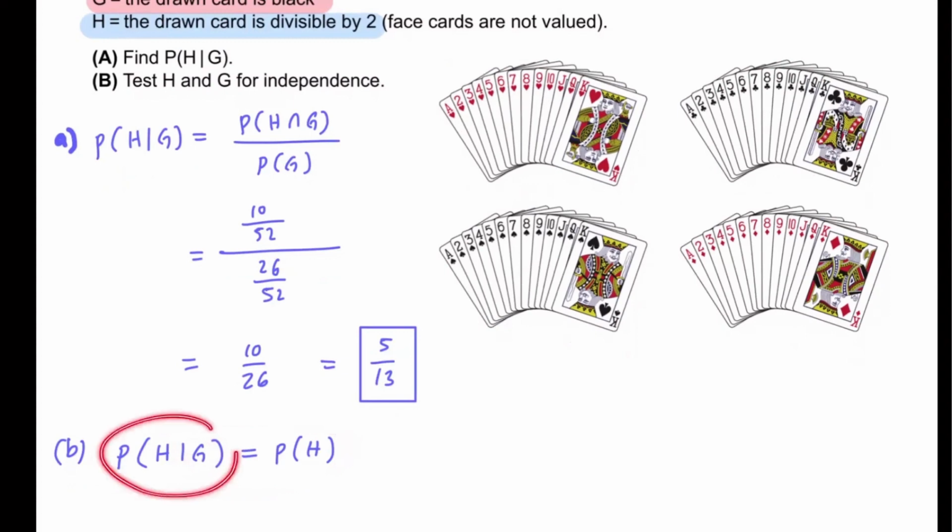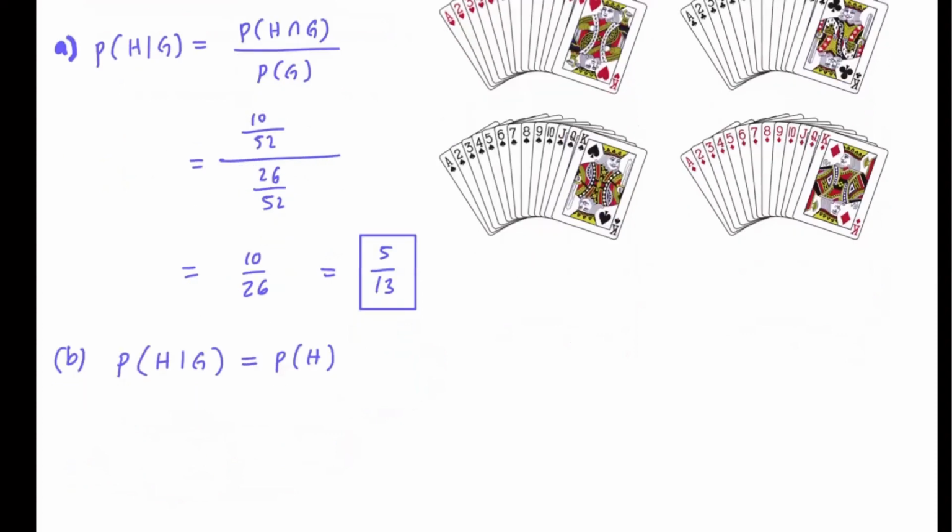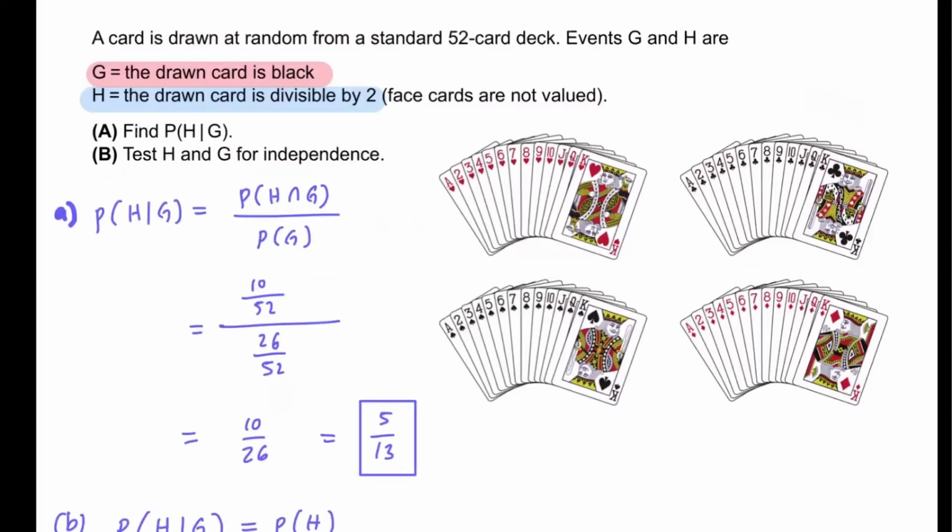We already know what this is; we already computed that for part A. So the left side of this equation is 5 out of 13. We want to see if this is equal to the probability of H. H is the event that the drawn card is divisible by 2. Now we're looking at the entire sample space, not just black cards. So the cards divisible by 2 are this one, this one, this one, and this one. There are 5 for each of these suits: 1, 2, 3, 4, 5.